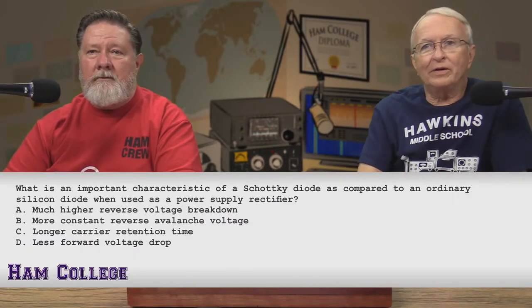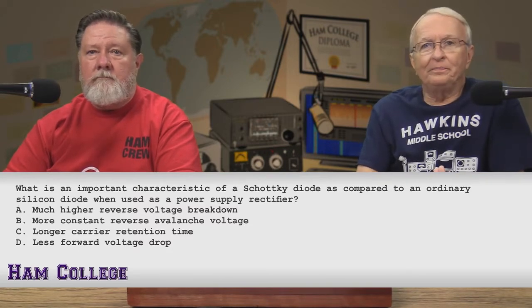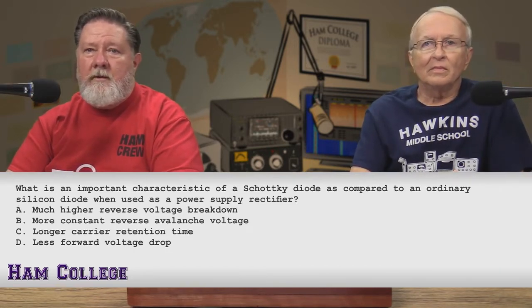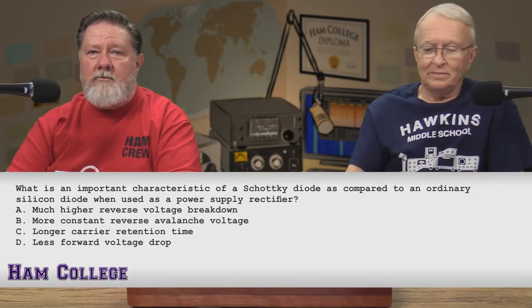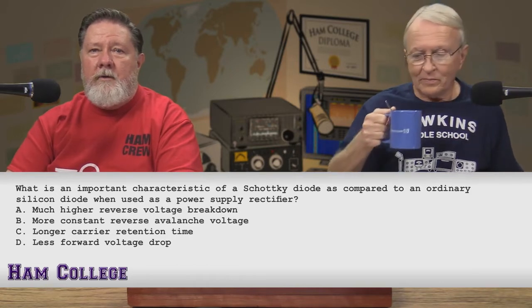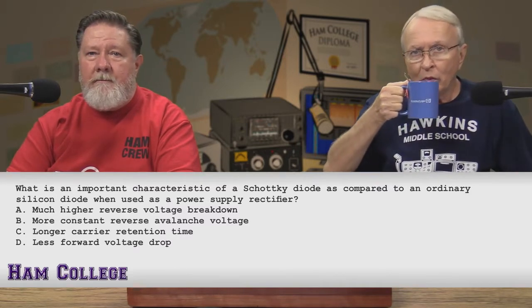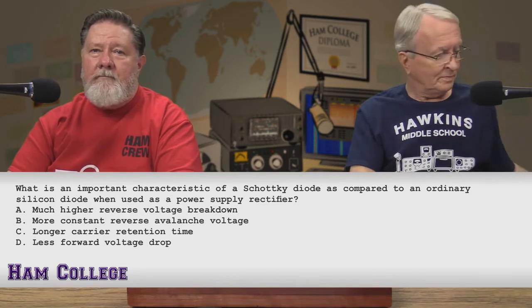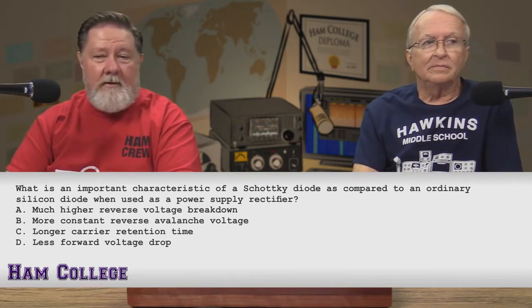Okay. Well, I've got one for you. Okay. What is an important characteristic of a Schottky diode as compared to an ordinary silicon diode when used as a power supply rectifier? A, much higher reverse voltage breakdown. B, more constant reverse avalanche voltage. C, longer carrier retention time. Or D, less forward voltage drop. Okay, I'm going to go with D, less forward voltage drop, because that seems like a good characteristic of something to put in the power supply.